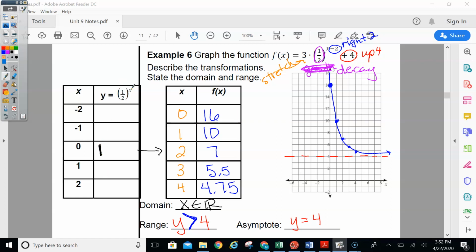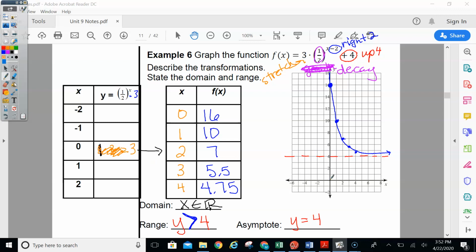Because anything to the power of 0 is 1. But then we have to multiply by the a, which is a half. Or sorry, the a, which is 3. So we multiply this by 3, and we get 0, 3. So right now we're at 0, 3.